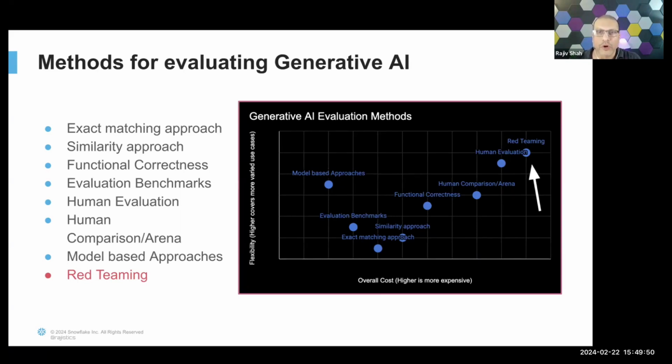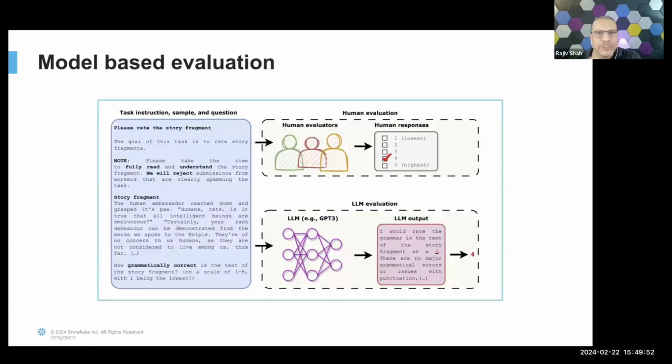One of the other notable ways that we see is using LLMs as evaluators. Instead of humans, who are costly and also have their own sets of bias, we can instead ask an LLM, hey, can you rate this particular output?